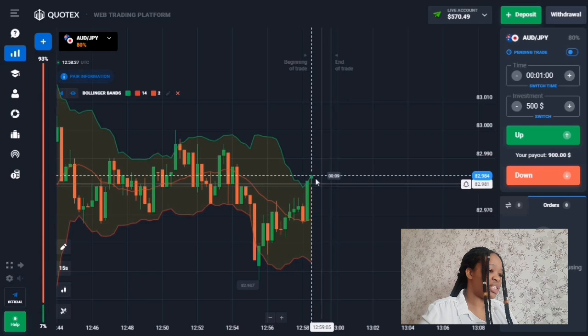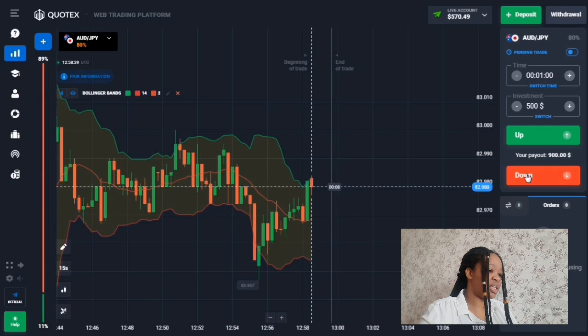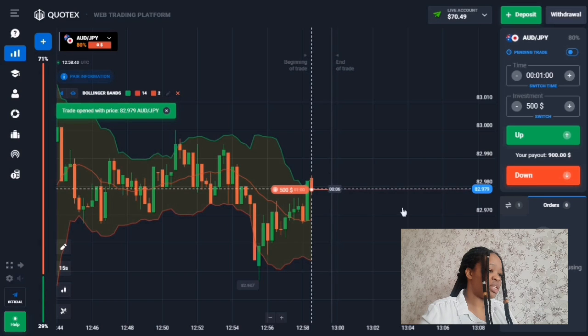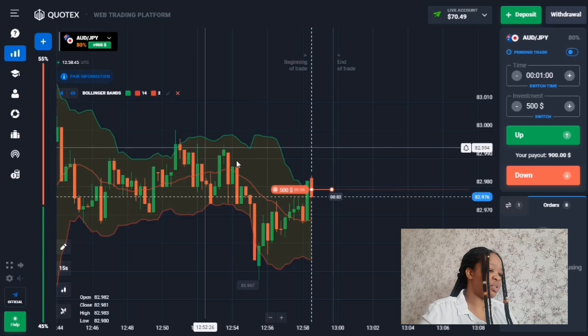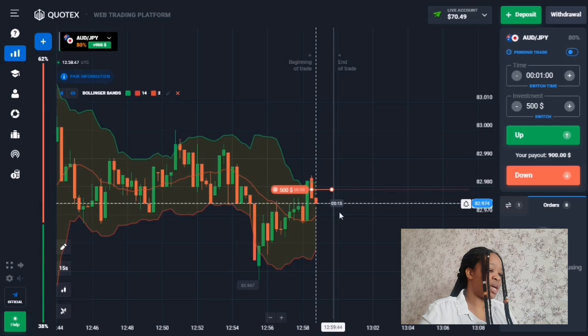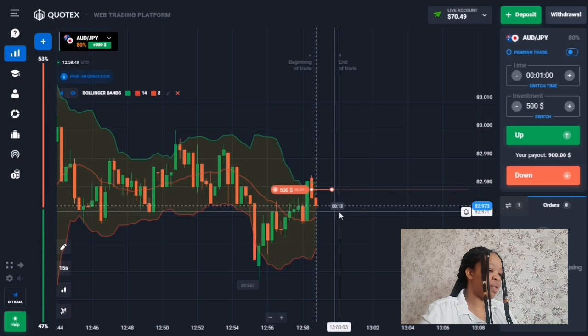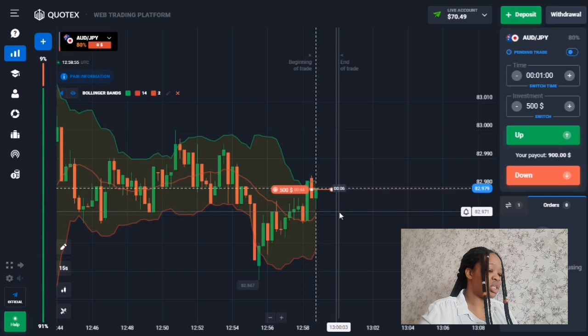So here the price has hit the upper border of the indicator, so I'm entering the market with a down trade for 1 minute. The price is likely to keep on moving down here due to the price maximum becoming lower, and I expect the price to move down from the border of this indicator. So let me wait and see the results of this trade.